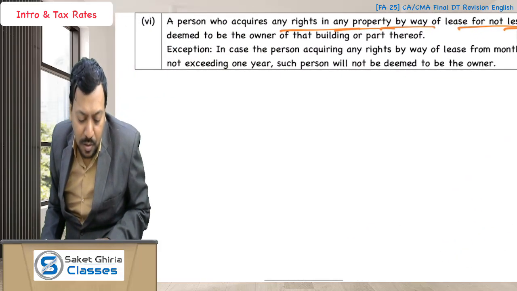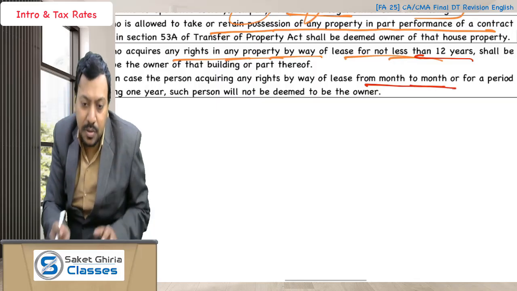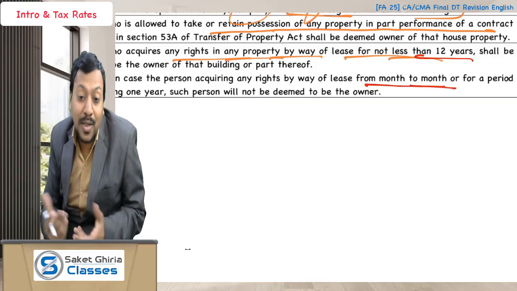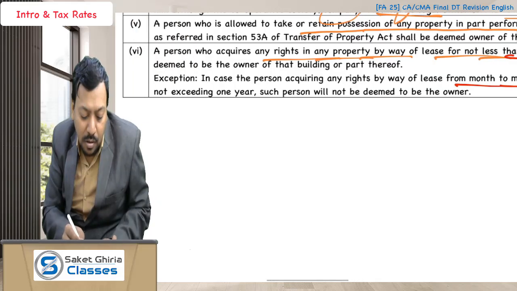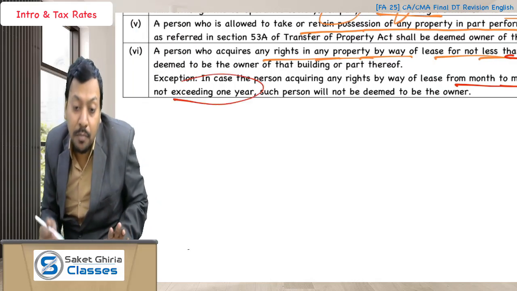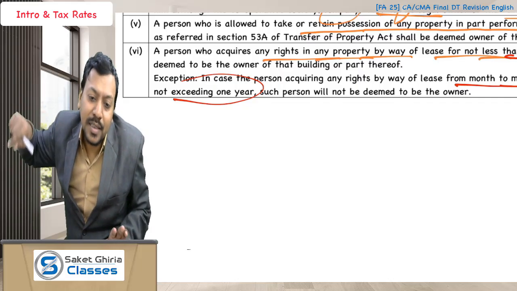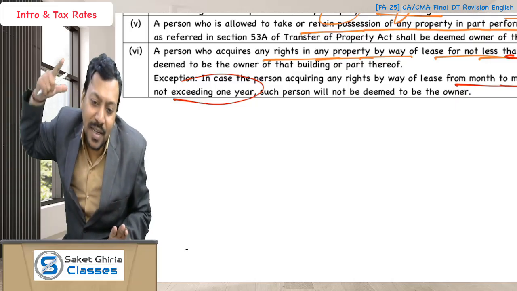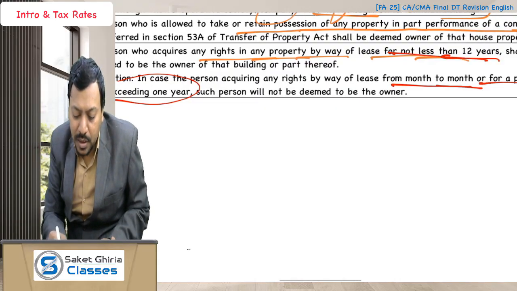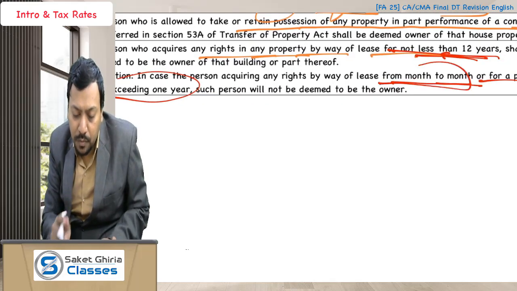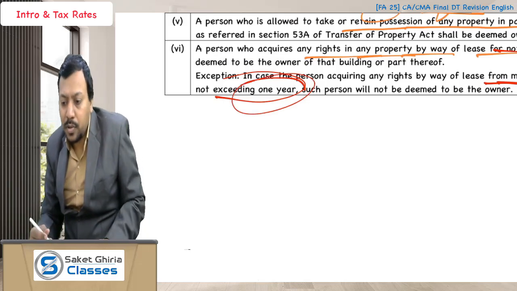But yes, one exception has been given. In case the lease is on a month to month basis, meaning for every month you are making a lease agreement. Sir, are you insane? Who is going to make a lease agreement month to month? Okay. Or for a period not exceeding 1 year, meaning a 1 year lease agreement, and for every year Mr. A has to renew the lease agreement. Still, the assessing officer can invoke the deemed ownership provision, so this is not so easy. But anyhow, 12 years is the period, and if the lease is on a month to month basis or for a period not exceeding 1 year, then the deeming provision won't apply.